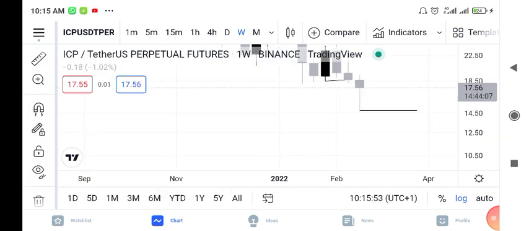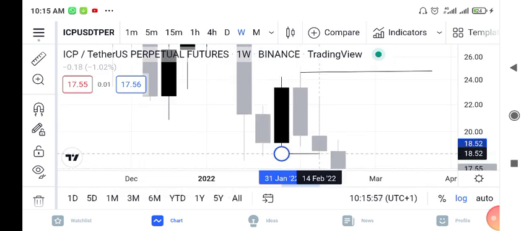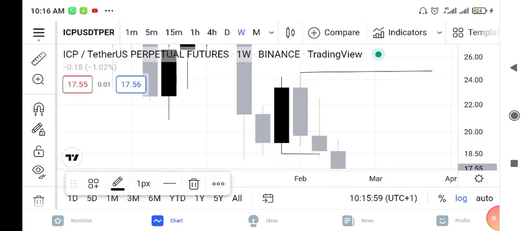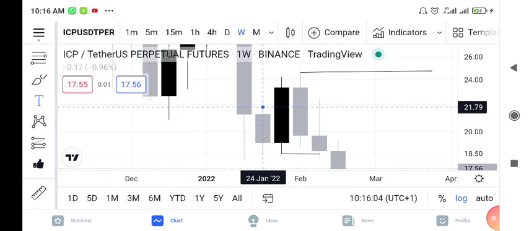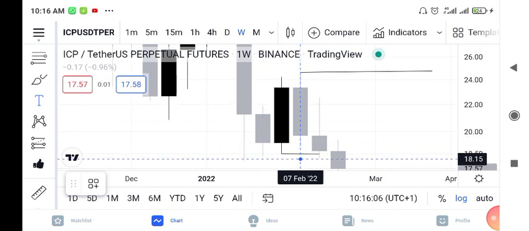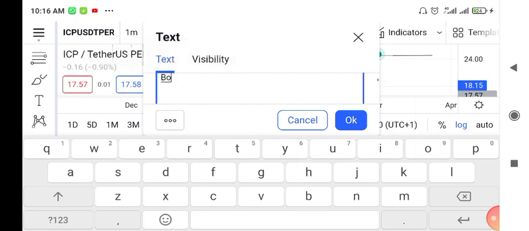Let's label that out. We'll call this a BOS, right? Break of structure. Break of structure.